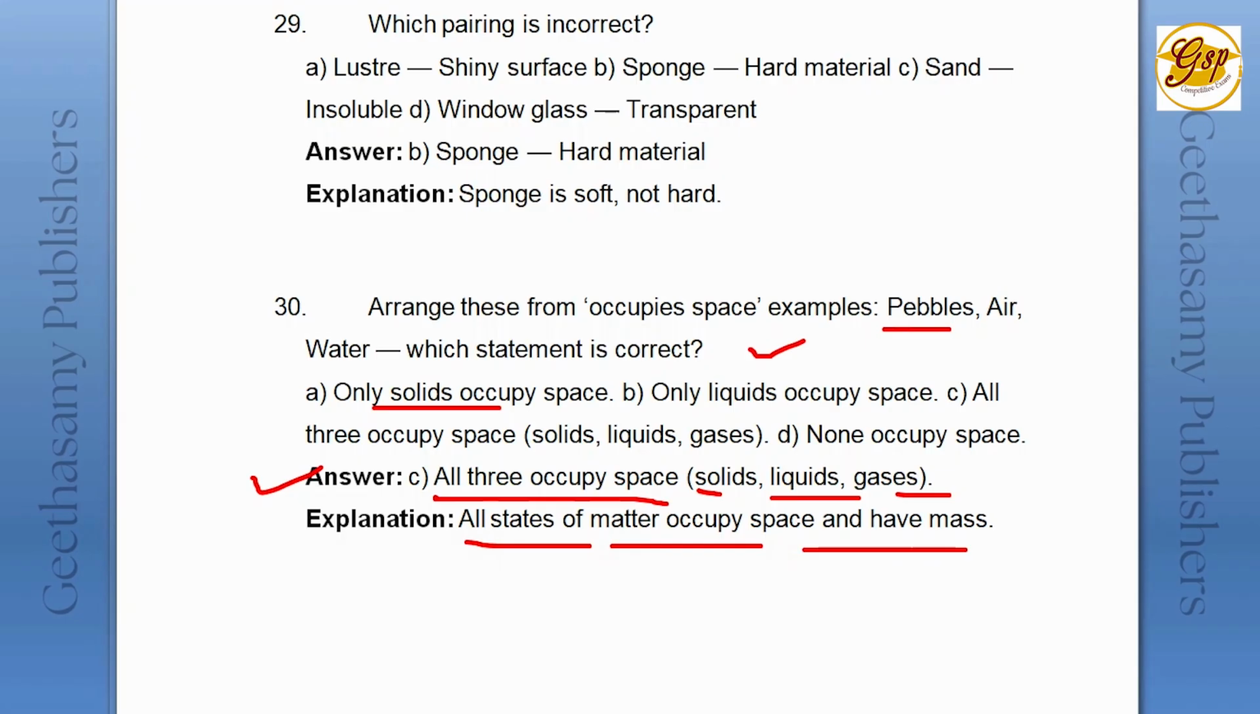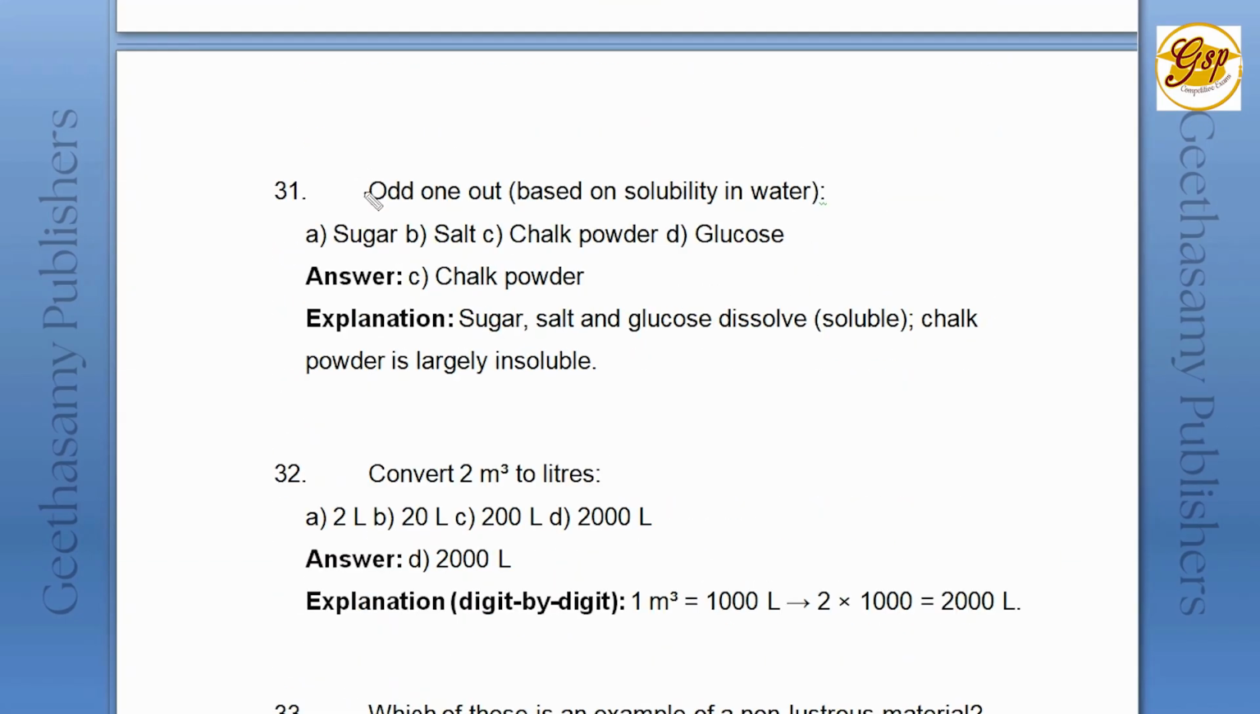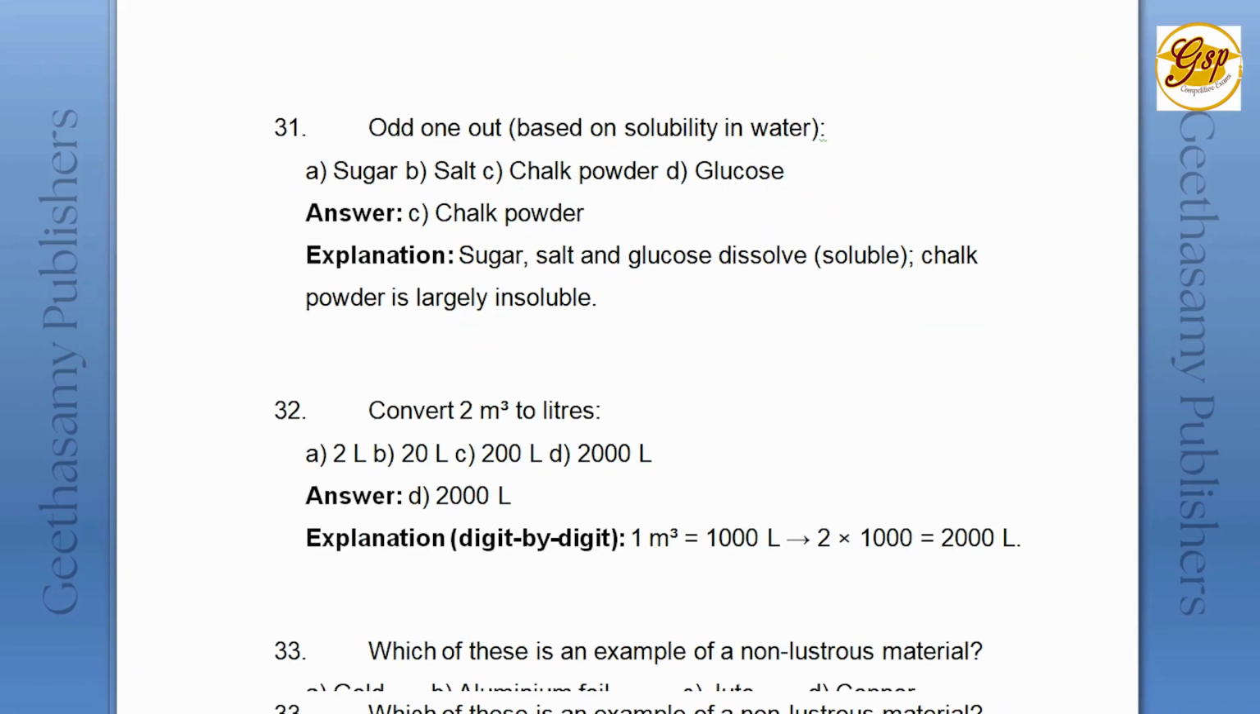Right? Then 31st question. Odd one out based on solubility. Sugar, salt, chalk powder and glucose. It's of course chalk powder. Sugar, salt, glucose dissolve, and chalk powder is largely insoluble.